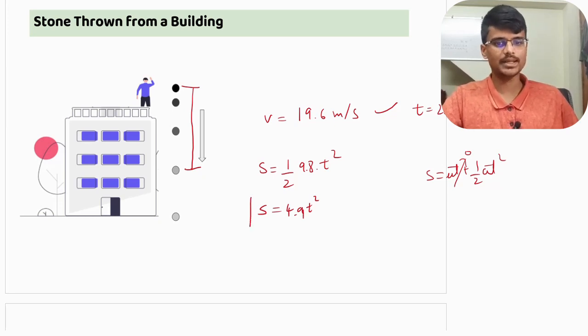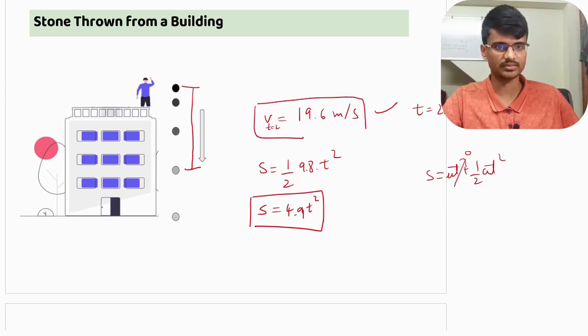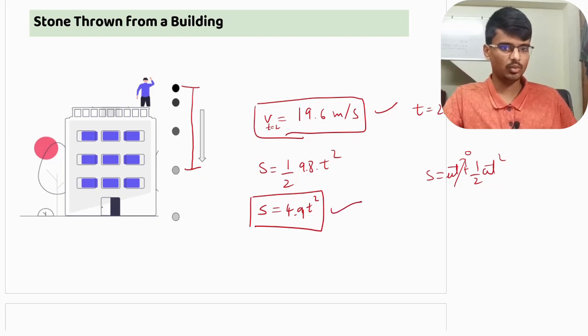So s is equal to 4.9 t square, and v at t equal to 2 seconds is 19.6, right? These two things are very important. So distance at any time instant can be found out using this equation. At time t equal to 0, the distance is 0 because it is just here.